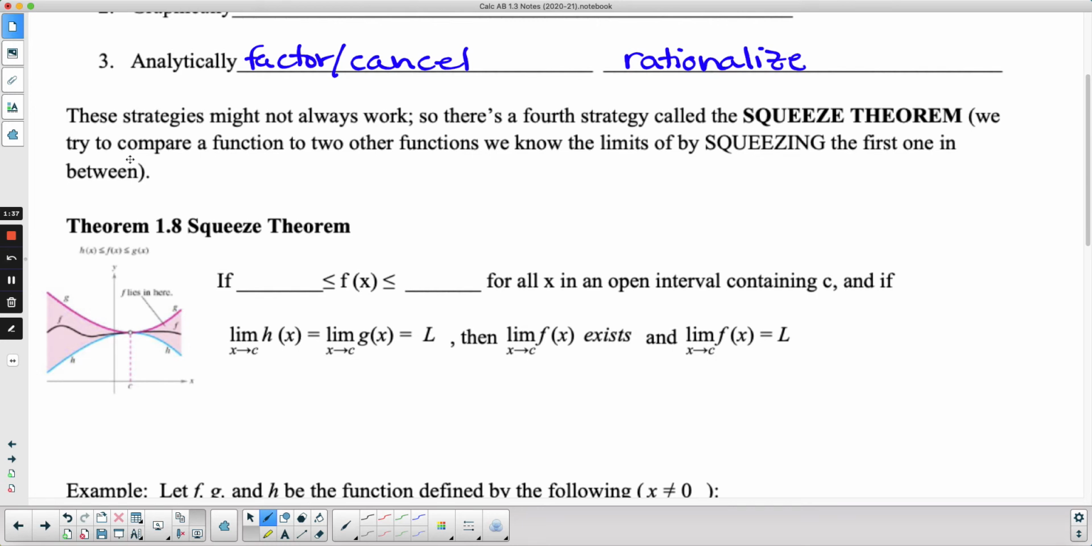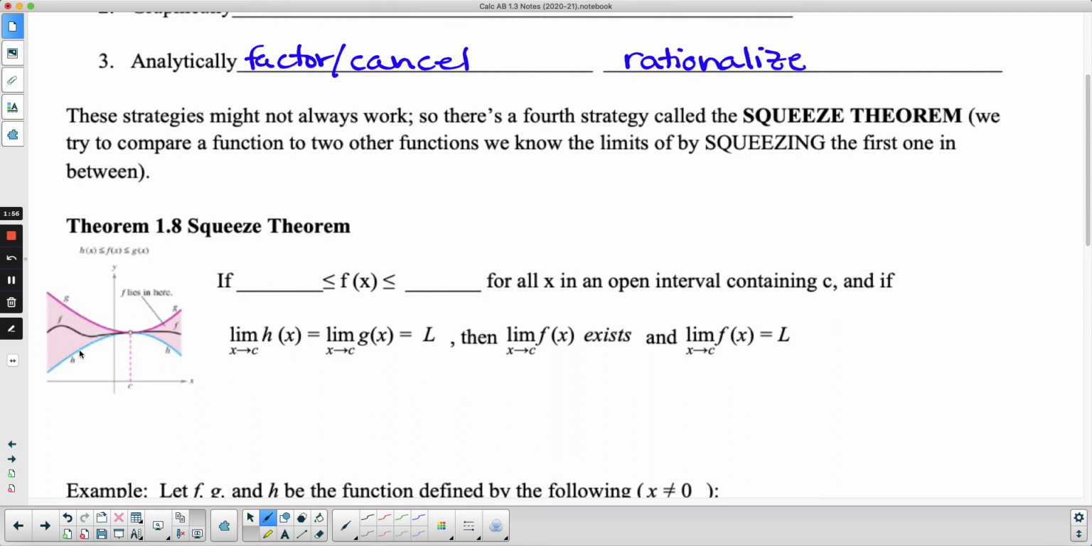This is where we try to compare a function to two other functions that we know the limits of by squeezing the first one in between them. So, for example, if we are looking at this graph here, we're trying to find the limit of this function f, and by just looking at it, it's hard for us to tell what that value would be.